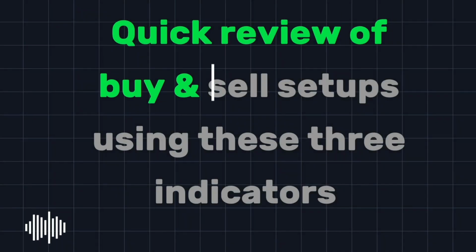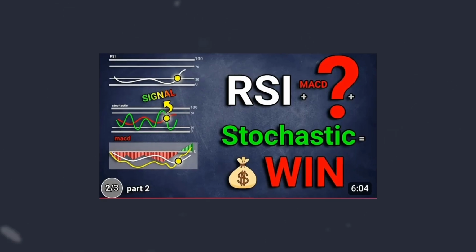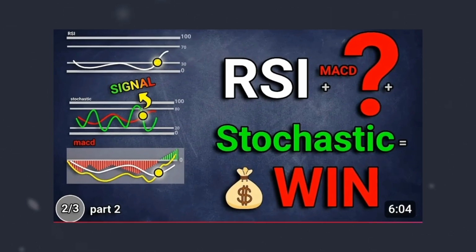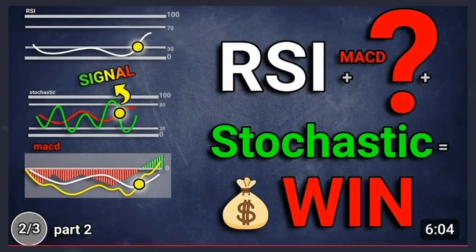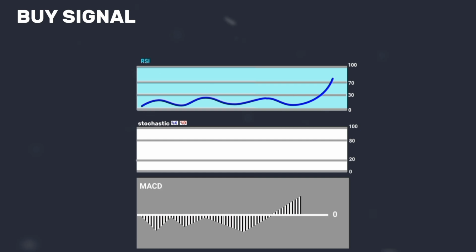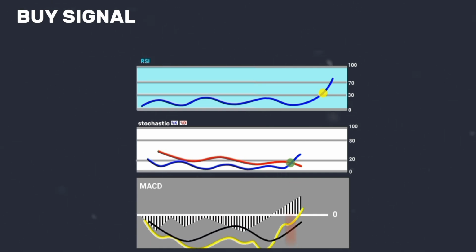Quick review of buy and sell setups using these three indicators. In the previous video, we covered the buy and sell setup rules in detail. Now, a quick reminder. Buy signal is generated when the RSI breaks above 30 from below. The stochastic %D line is in the oversold zone and then crosses above the %K line. The MACD line crosses above the signal line.